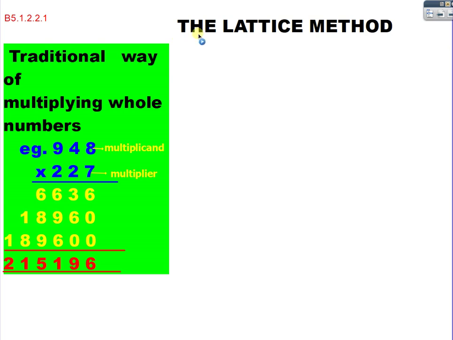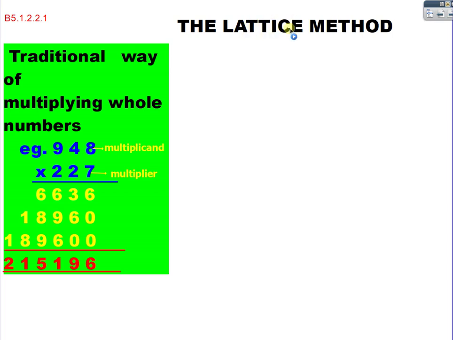Finally, we have come to the end of the topic, that's using the lattice method to perform multiplication. In this example, we have 948 being multiplied by 227, and the traditional way of doing the multiplication was used. Yes, we actually went through the whole process, and then we had 215,196 as the product for 948 and 227. Well, if this one seems a little bit cumbersome to you, then the lattice method is the alternative for you.